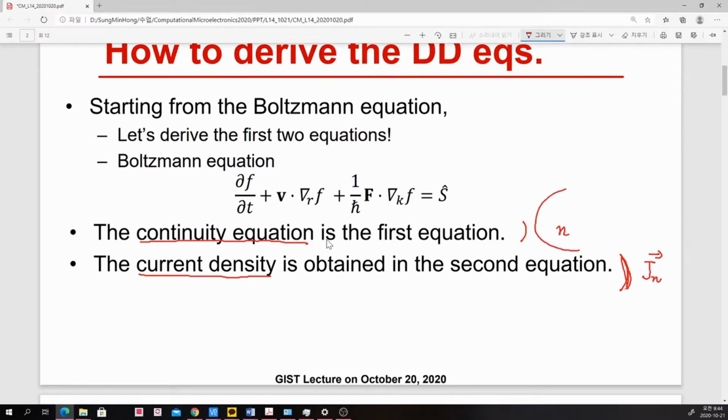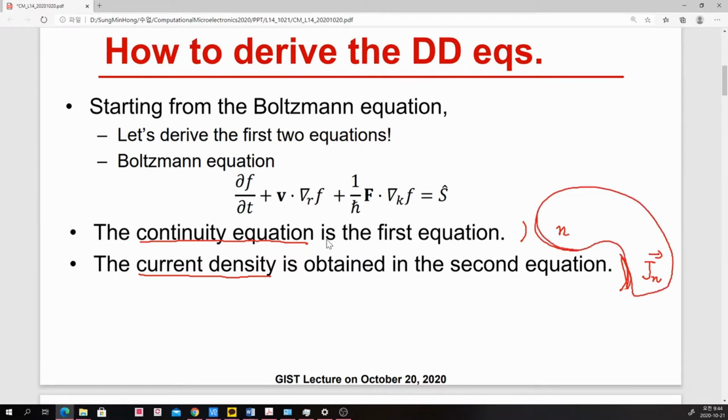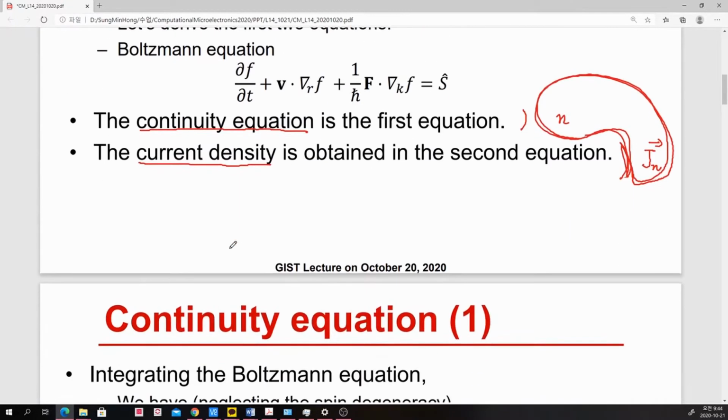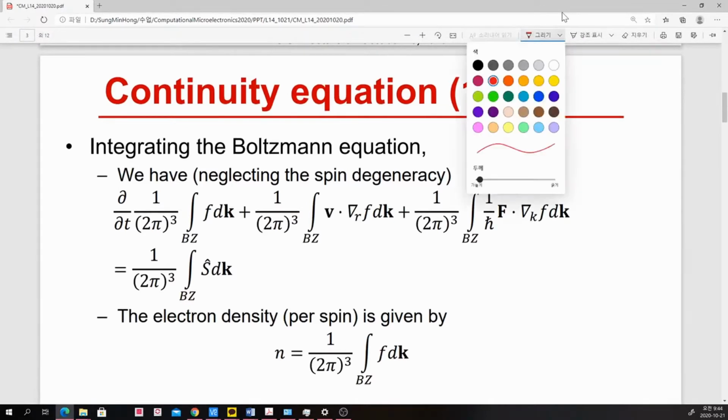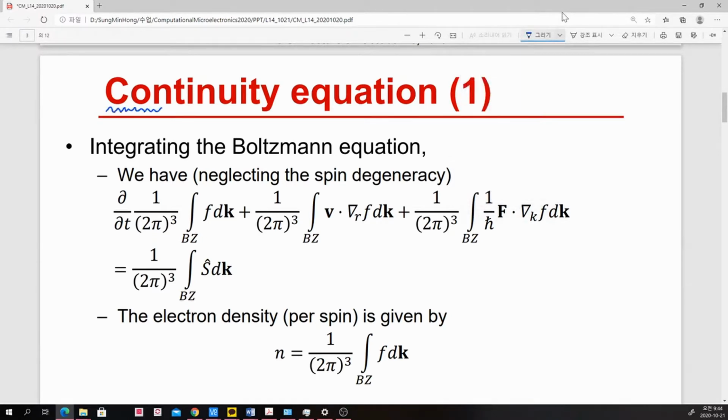So we will derive 2 equations for them. Okay, then let's go to the first case. The first case is the continuity equation. We will try to derive the equation called the continuity equation.